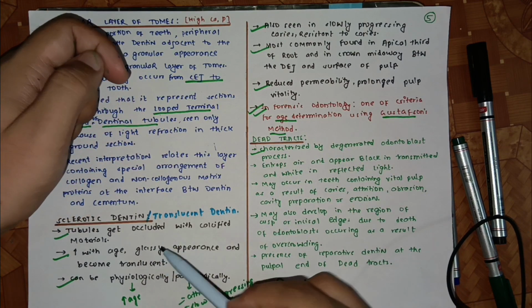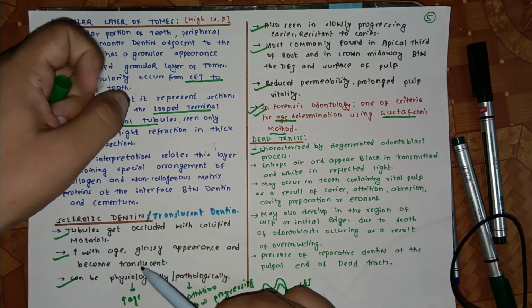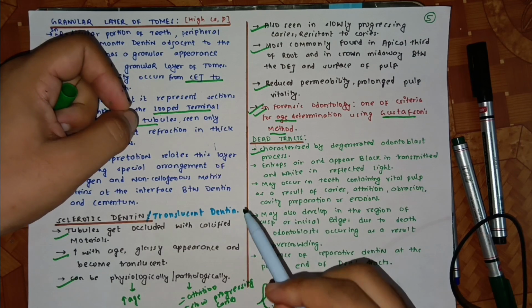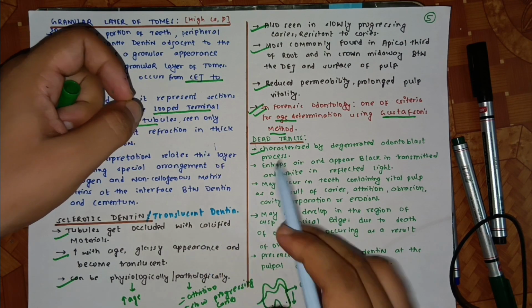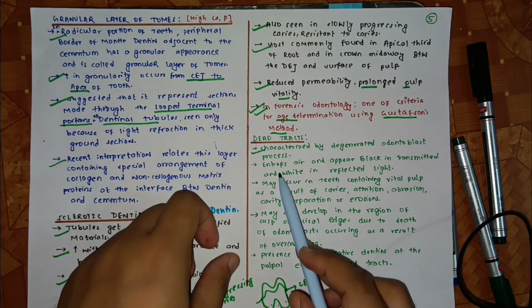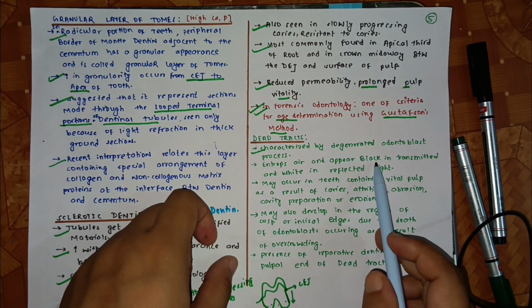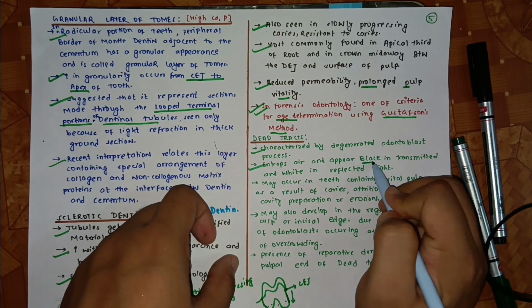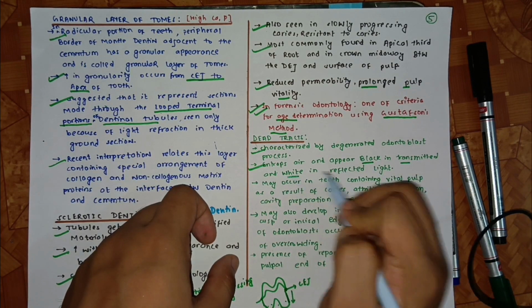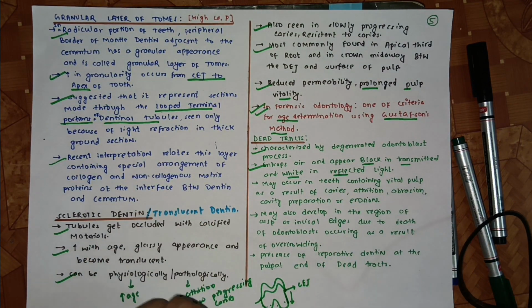But in sclerotic dentin there is just calcified material present in the periodontoblastic space, so the space is occluded but the odontoblastic processes are vital. A dead tract entraps air and appears black in transmitted light and white in reflected light. This is important, so you should remember this.